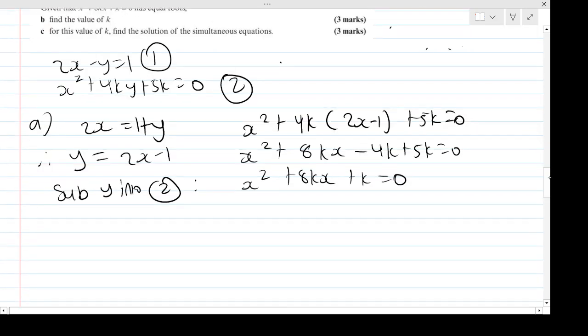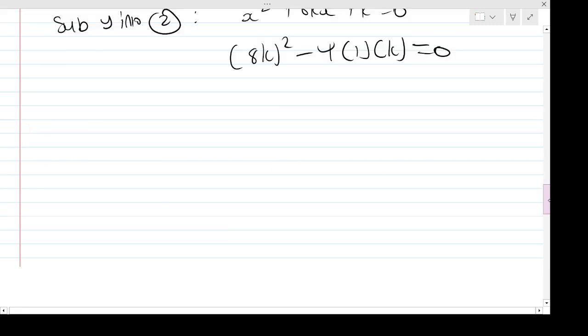So let's consider the discriminant. So b squared, where b is the coefficient of x, which is 8k. That's 8k squared, minus 4 lots of a. Now that's just a coefficient of 1, remember? Just a hidden coefficient of 1. Then 4k, and c would be just k, the number at the end, and that's going to equal 0. It's equal to 0 because the discriminant is 0 since we have equal roots, which means we have one distinct solution. Distinct meaning different, by the way. The roots are not different because they're equal, so there's only one distinct solution.